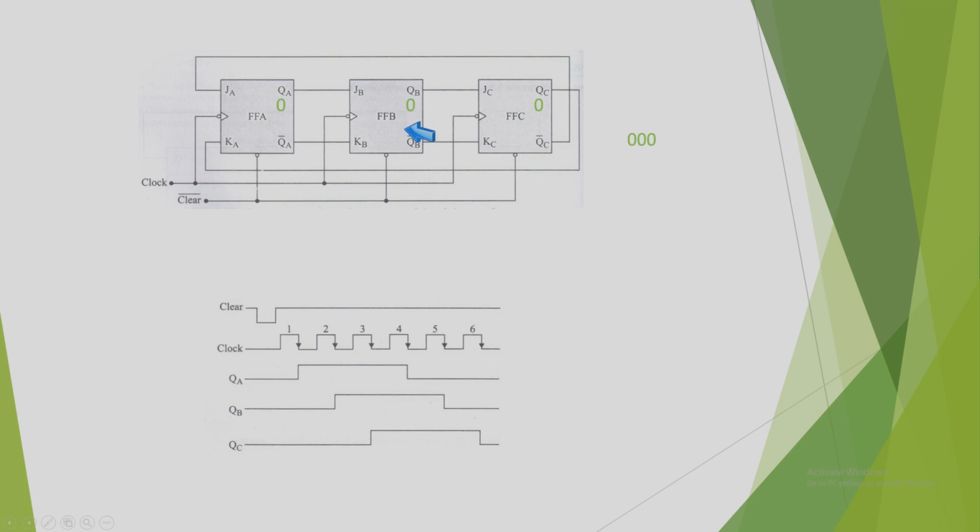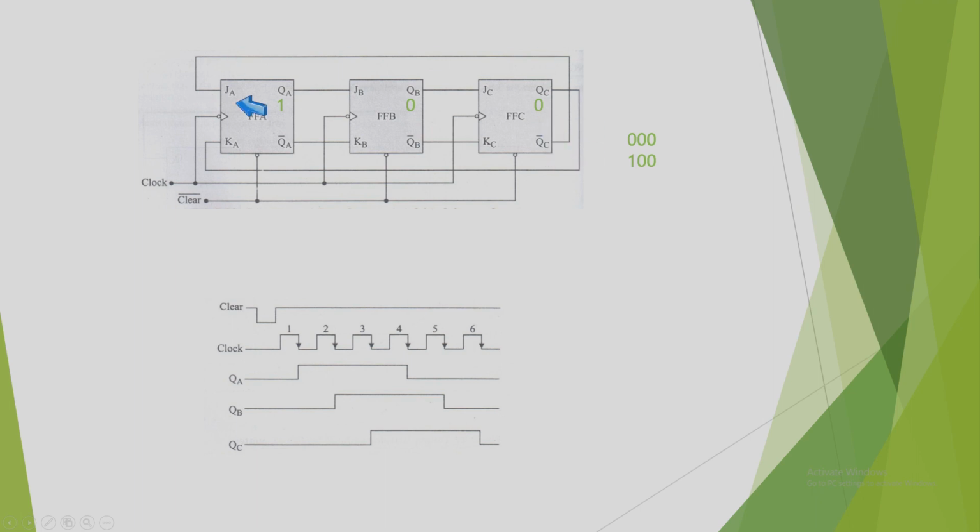So this combination keeps the flip-flop reset to 0. So this flip-flop is ready to be set, and this is ready to be reset again, and this again will be ready to be reset. So now on reaching the first negative edge, this will be the status. The first flip-flop will be set and the other two will be reset. So this will be the output.